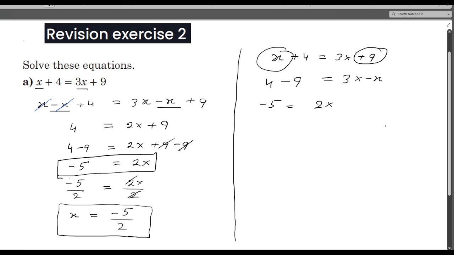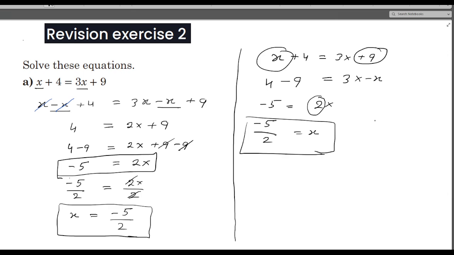Now if I divide both the sides by 2, I get minus 5 divided by 2 is equal to x. Here we can say that we are transforming this 2, which is multiplied by x. When it is transformed to the other side, its multiplication becomes division, so it becomes minus 5 divided by 2. Both the methods are okay, but if you are a student who gets confused, then for you the first method is a better approach. Now let us do the second question.